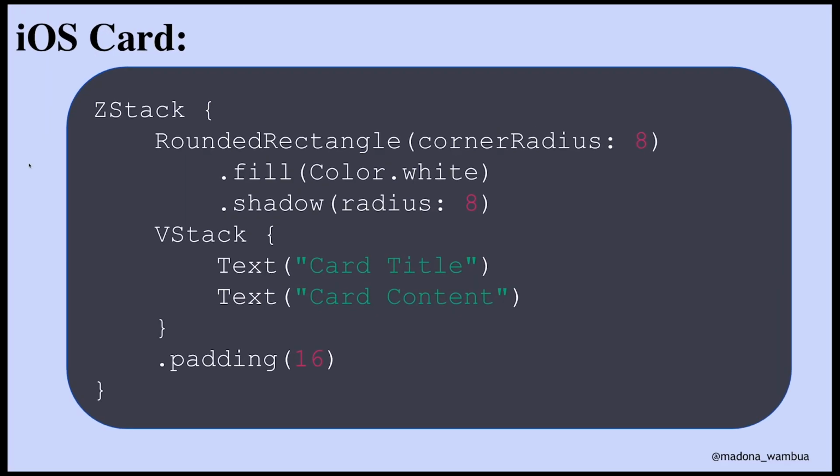Now, in iOS, this is how it would look. So in this example, the card is created using a ZStack component with a rounded rectangle shaped using a RoundedRectangle component. The fill modifier is used to set the background color of the card to white, while the shadow modifier adds a drop shadow to the card. Now, the card component is defined within a VStack component, which is then centered within the card using the padding modifier. As you can see there, we have a padding modifier.